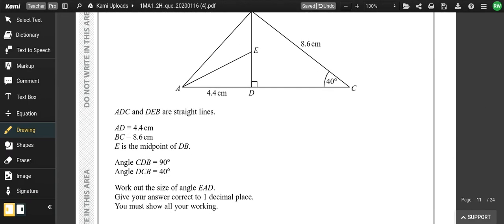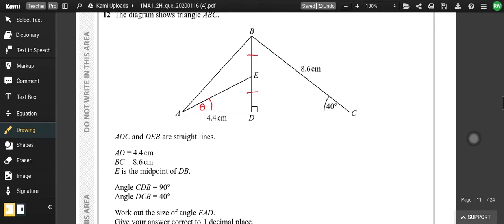Find the size of angle EAD, that's that one. And E is the midpoint of that. Okay, so we're going to use some trigonometry here. We always look for the side that's common to both triangles that we're looking at, which in this case is BD.